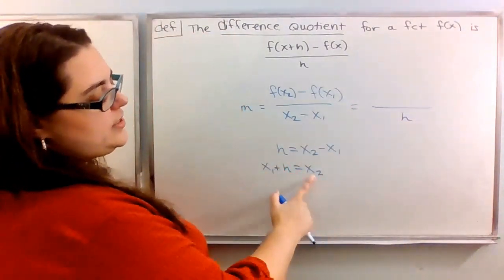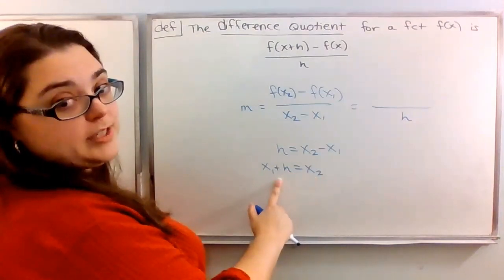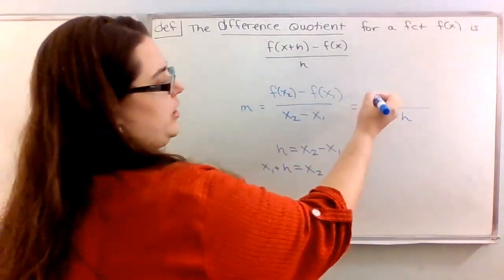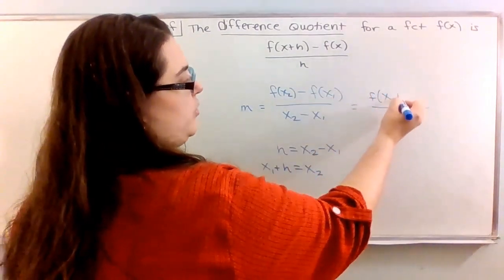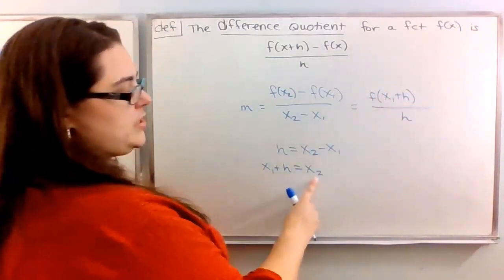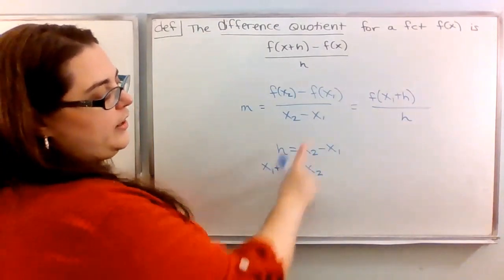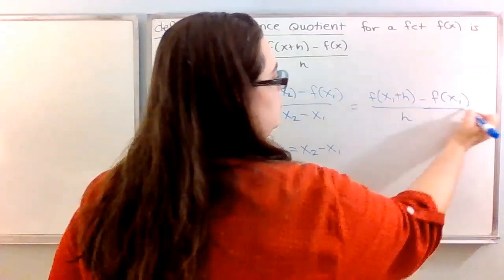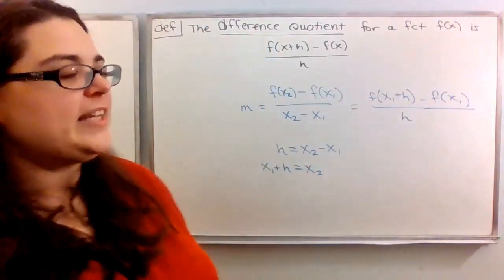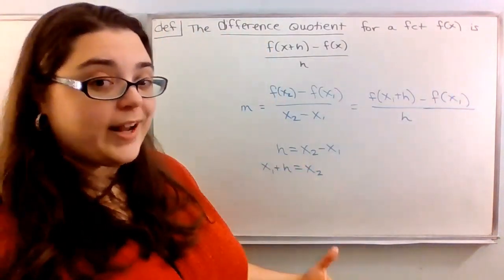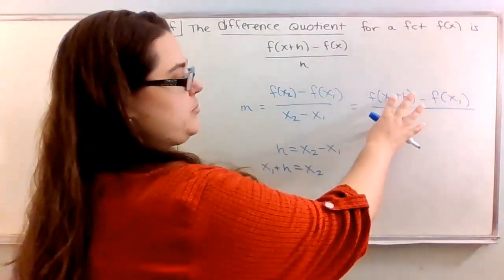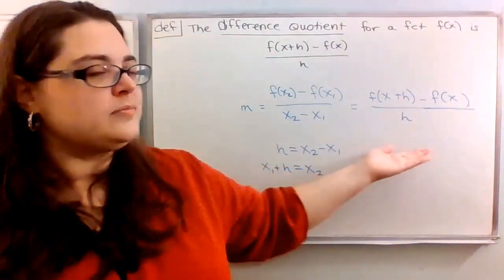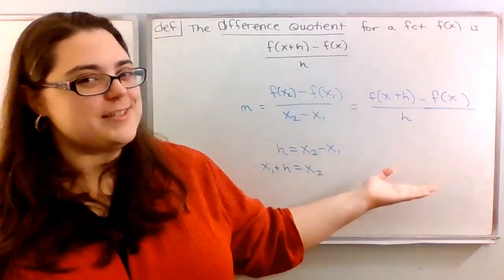And since x2 is x1 plus h, I can rewrite f of x2 as f of x1 plus h, since these are the same. And I'm going to subtract f of x1. Then, since we only have one x now in our formula, we don't need the subscript, so we'll just call this x. And behold, the difference quotient is born.